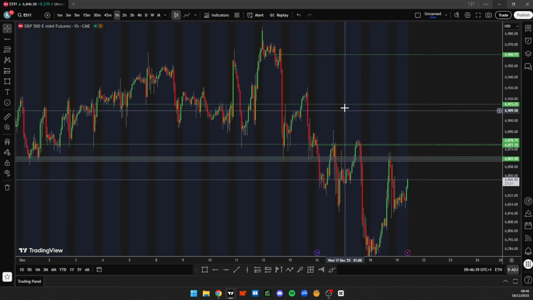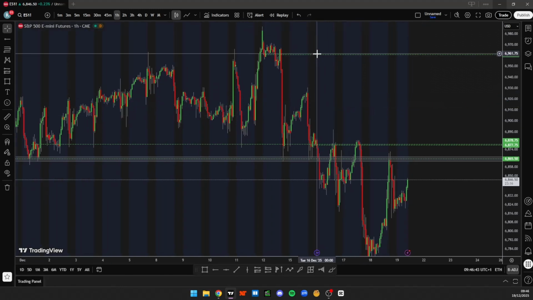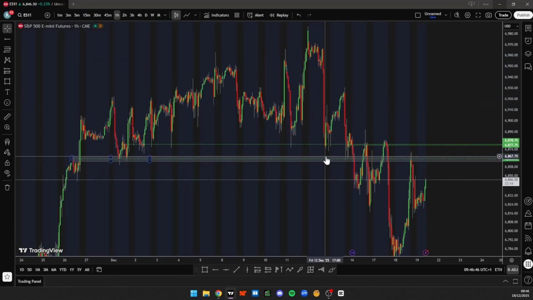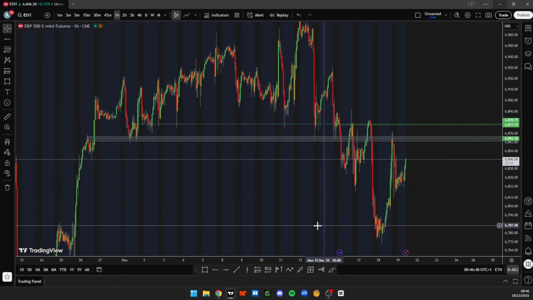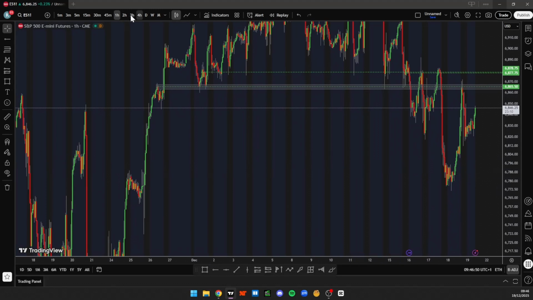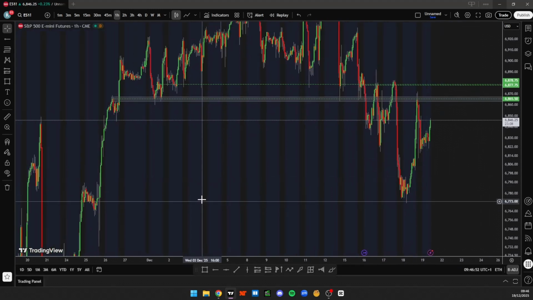And I do this all the time. The H1 time frame is mainly for bigger levels, such as this, for example, that can go on for days or sometimes weeks. And then I would go on the lower time frame to find more intraday levels.